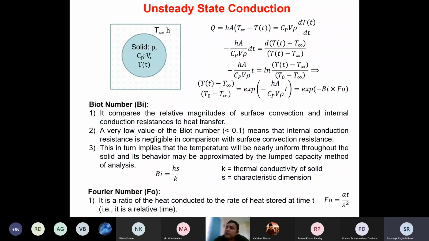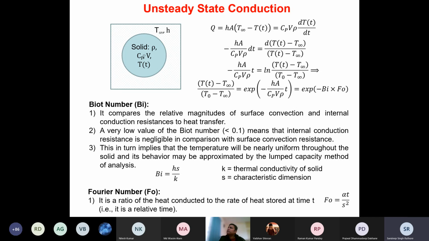Let us assume that you have a solid, for the time being a solid ball at a temperature of T naught. The density of this solid or metal ball is, let's say, rho. Specific heat is Cp, volume is V, and the initial temperature is T naught.